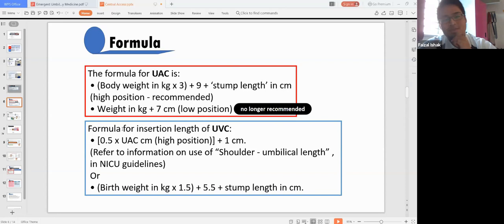And then for the formula for insertion length of UVC, the equation is 0.5 times the UAC length in centimeters plus 1 centimeter, or birth weight in kilograms times 1.5 plus 5.5 plus stump length in centimeters.